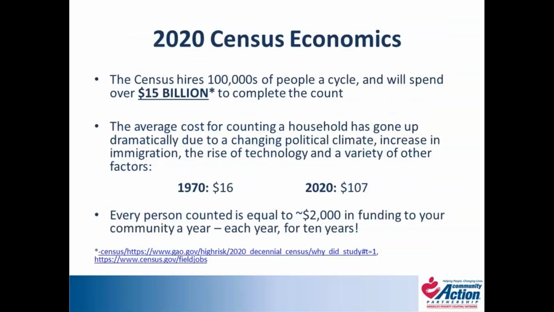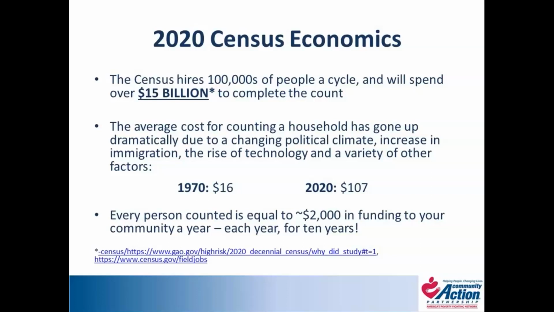The census is a huge operation, so $15 billion will be spent to do this count. They spent about half of it leading up to 2020, and then they'll spend the rest of that this year because knocking doors is really expensive. So in 1970, it cost $16 a household to count. Today, it's going to cost $107, and both of those are in 2020 dollars. So we're looking at 6 times more expensive than it was in 1970. There are lots of reasons for that.